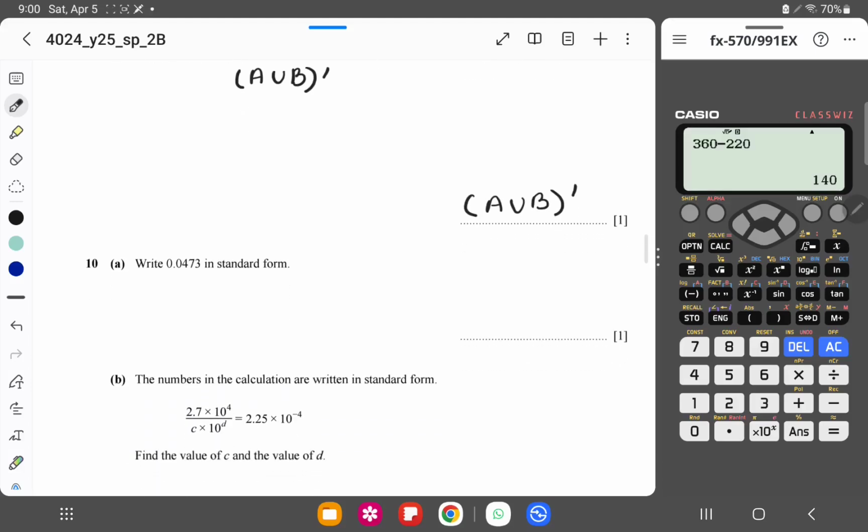Then come to question number 10. Write 0.0473 in standard form. So 0.0 means your power will be in negative sign. So that is 4.73, the 4 is at the second place. So 4.73 into 10 to the power minus 2.